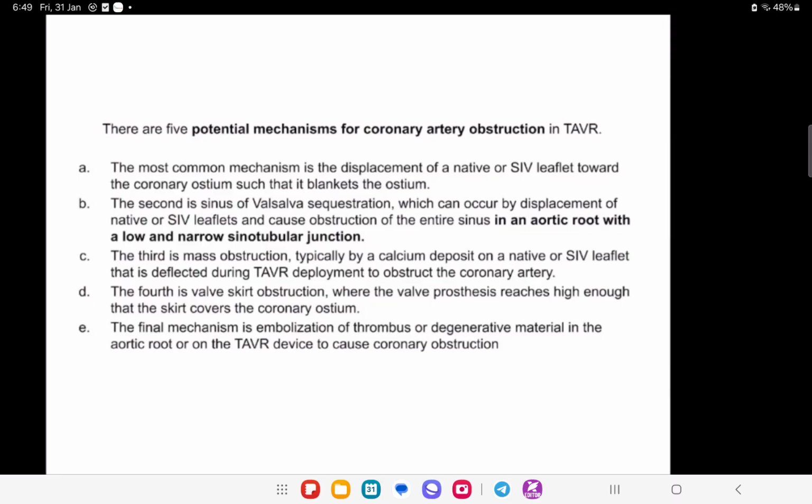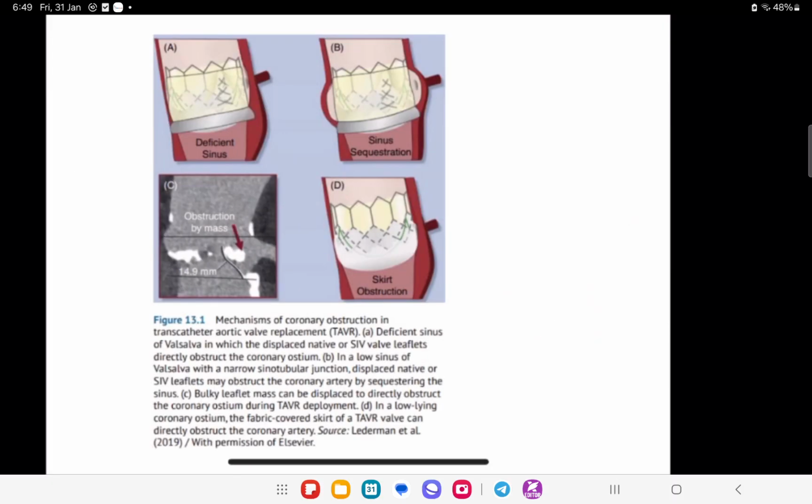The fourth is valve skirt obstruction, where the valve prosthesis reaches high enough that the skirt covers the coronary ostium. The final mechanism is embolization of thrombus or degenerative material in the aortic root or on the TAVR device to cause coronary obstruction. The first picture shows the deficient sinus, the second is sinus sequestration, the third is obstruction by mass, and the fourth picture shows the skirt obstructing the sinus.